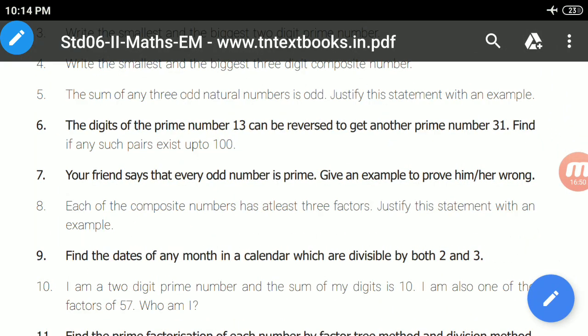Okay. Your friend says every odd number is a prime number. Give an example to show him otherwise. So 9 is an odd number, but it is not a prime number, hence it's proved.